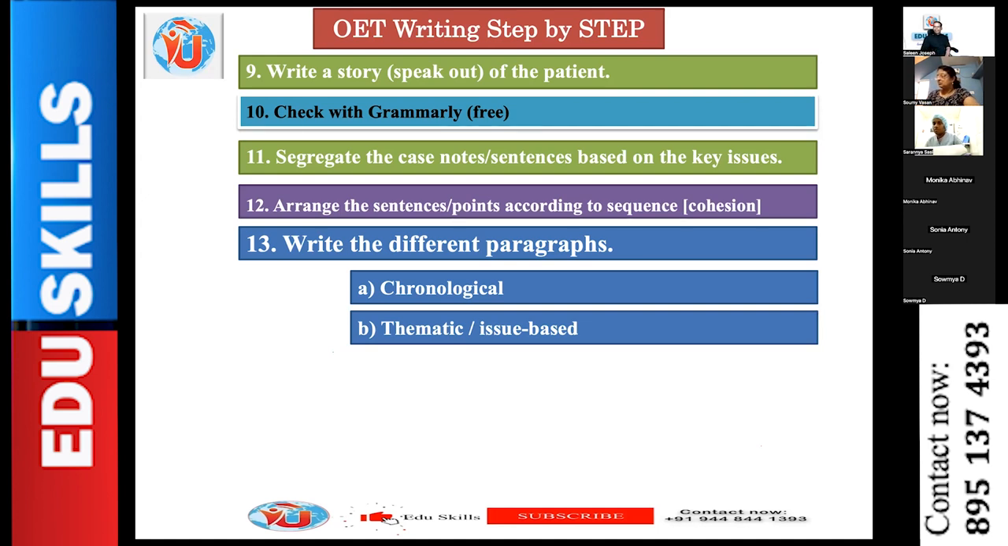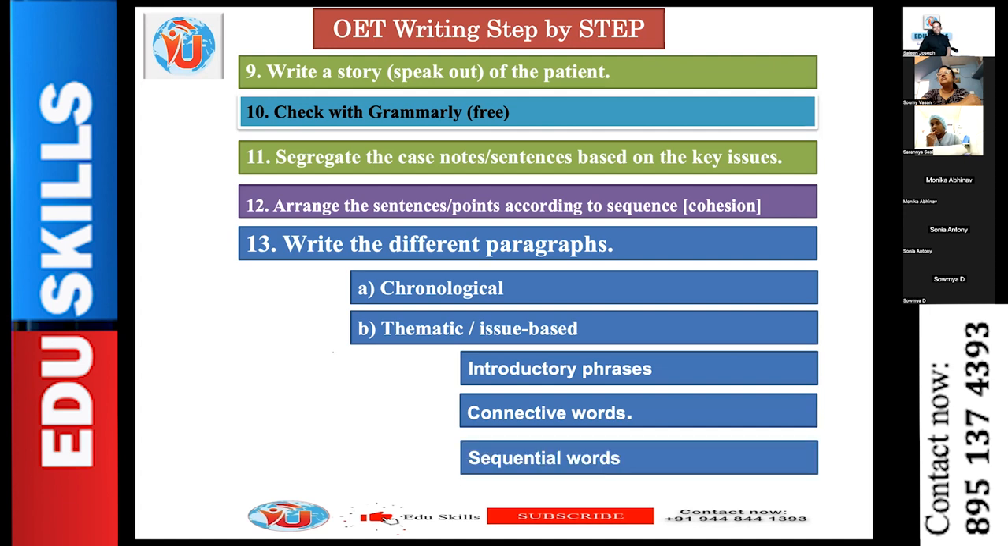So it will be based on a theme or an issue. Each paragraph will have a theme. Either you can follow chronological or thematic. Today I'll be showing you both, and how you can combine both. Definitely you have to give the date and data even when you write issue-based paragraphs. Then you have to include introductory phrases, connective words, sequential words, and whatever you need to have cohesion in your paragraph, meaning a relationship between sentences. Sentences should be logically connected.